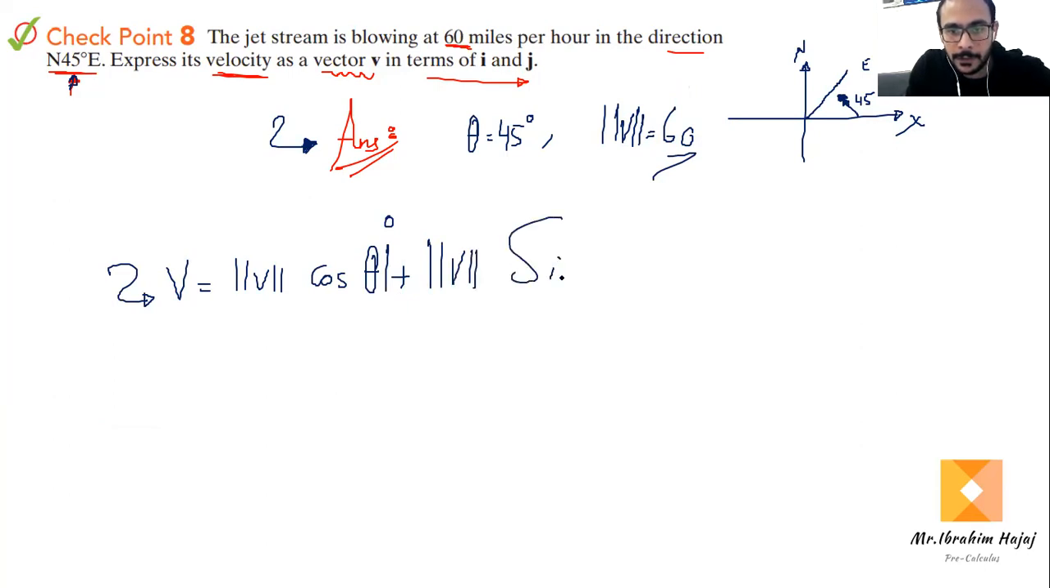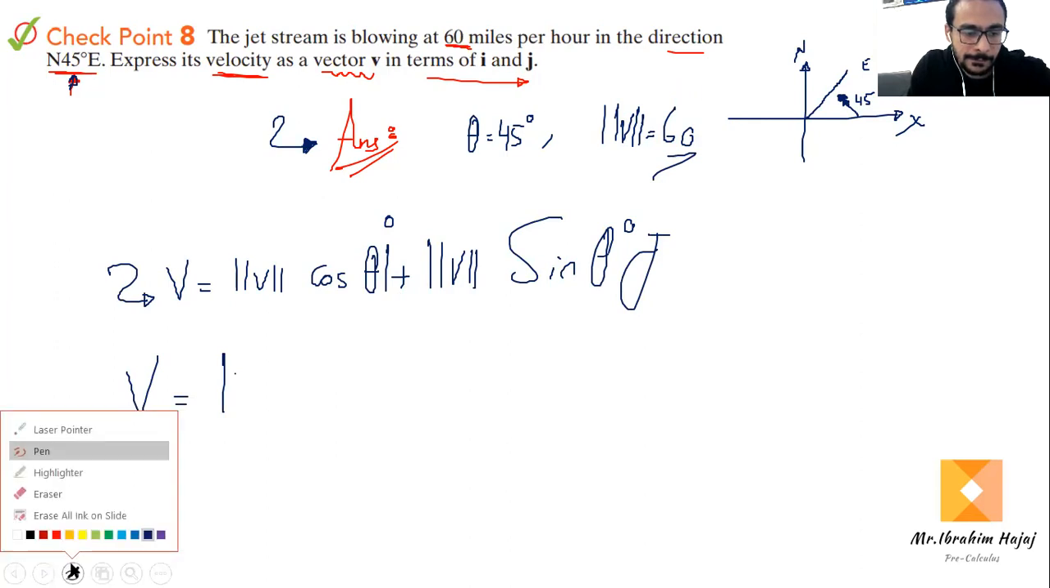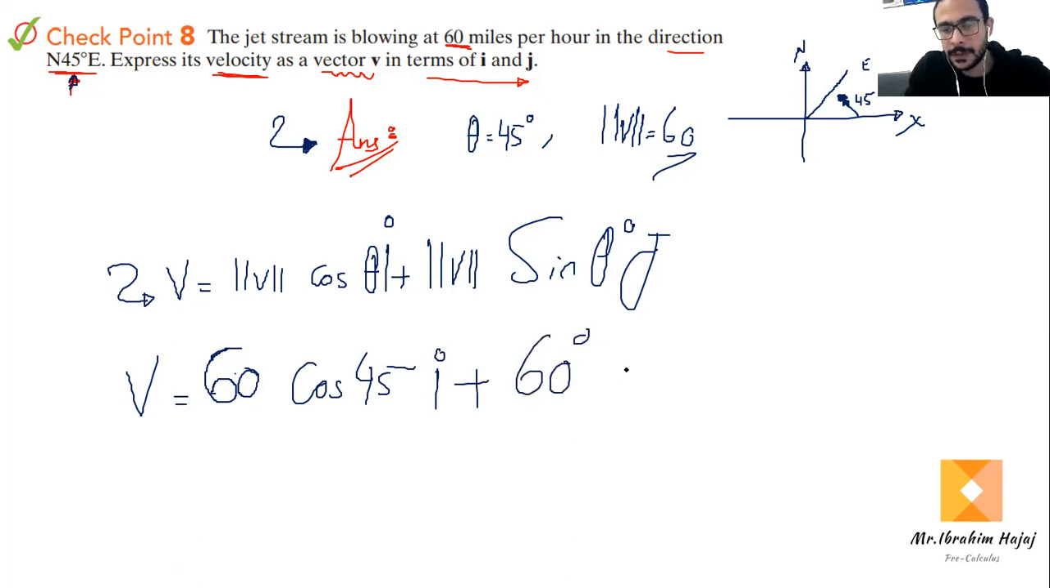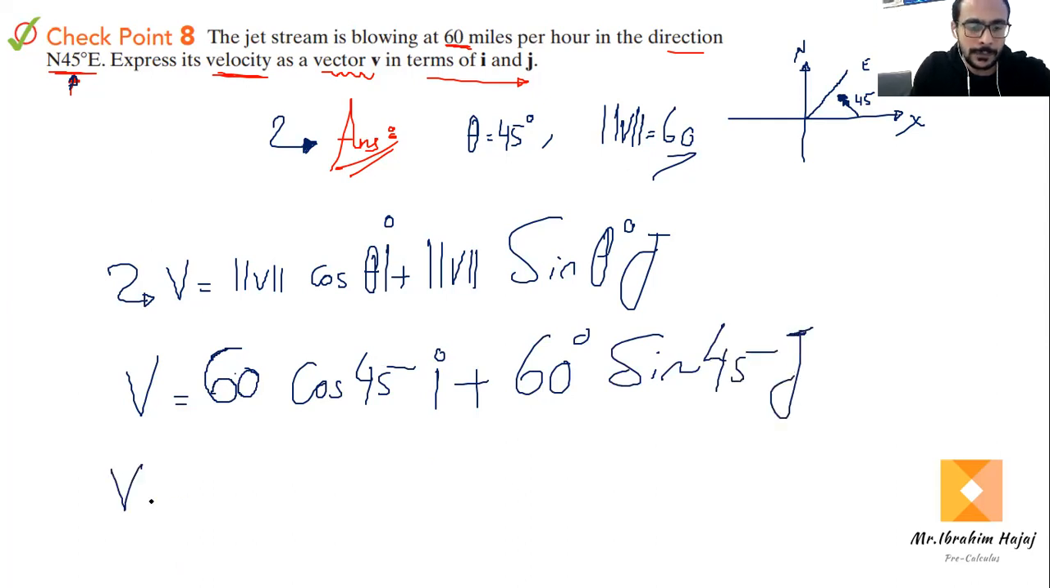magnitude of V sine theta j. Now, 60 cosine 45 i plus 60 sine 45 j. Nice.